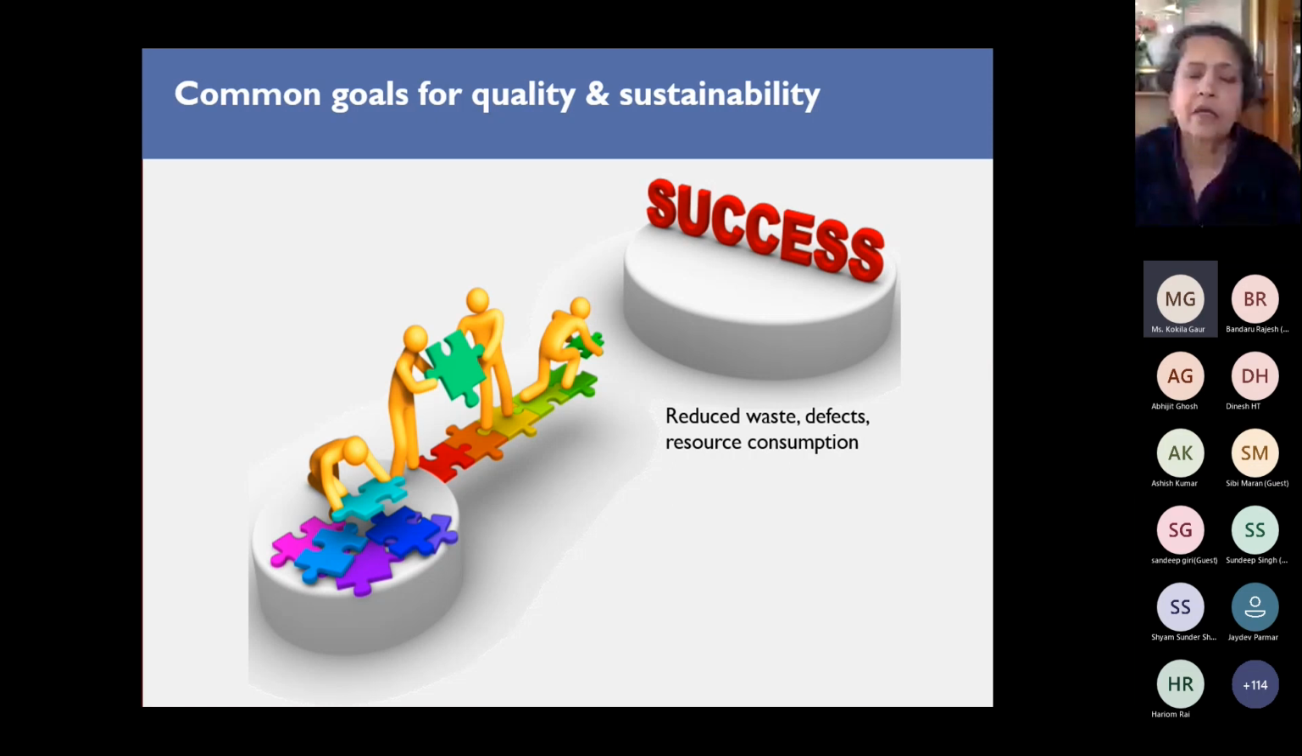So these common goals for quality and sustainability are becoming very important, in the sense that we no longer talk about sustainability as a responsibility and a cost that we have to bear in order to protect the environment. We are now finding more and more ways to say that whatever is promoting sustainability is also promoting our financial bottom lines.